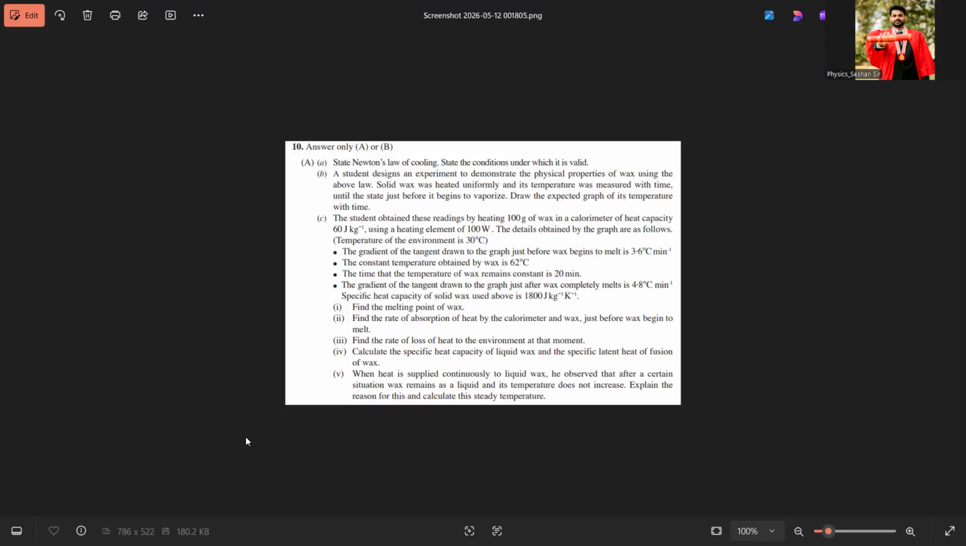The rate of loss of heat of a body is directly proportional to the temperature difference between the body and the surrounding. I repeated it: the rate of loss of heat of a body is directly proportional to the temperature difference between the body and the surrounding.